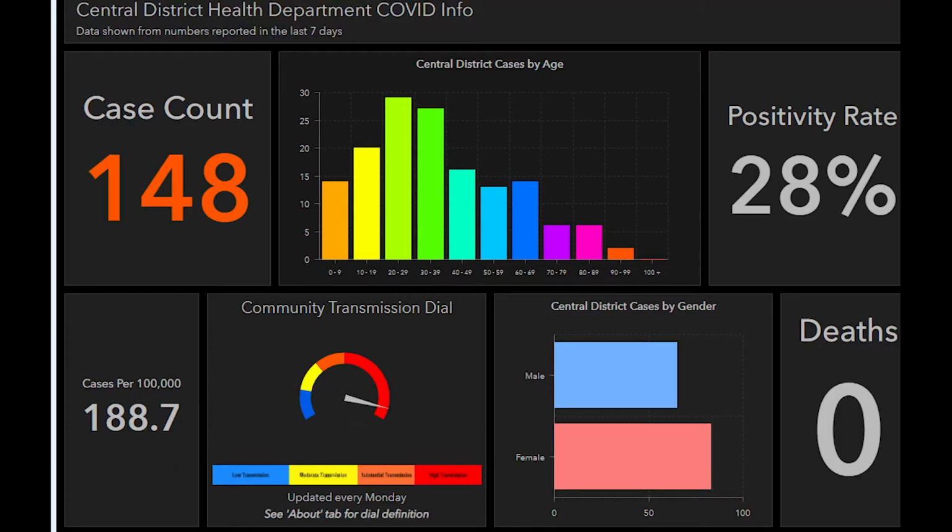As you will notice, we have a risk dial, which basically tells us the community transmission of COVID-19. We have recently revised this risk dial so that it's simpler. It basically is a result of two different measures, both approved by the Centers for Disease Control.